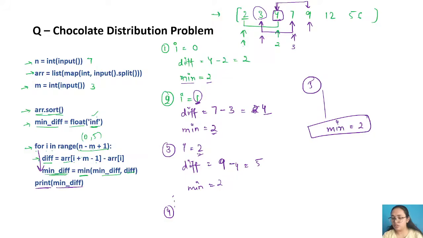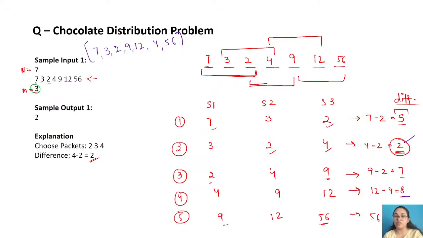There is one question asking about the range, which is n minus m plus 1. Why are we taking n minus m plus 1? Because of the window size that you are creating. If you try to run a sixth loop, let's try to understand. Only 5 loops are possible when you have this window, right?